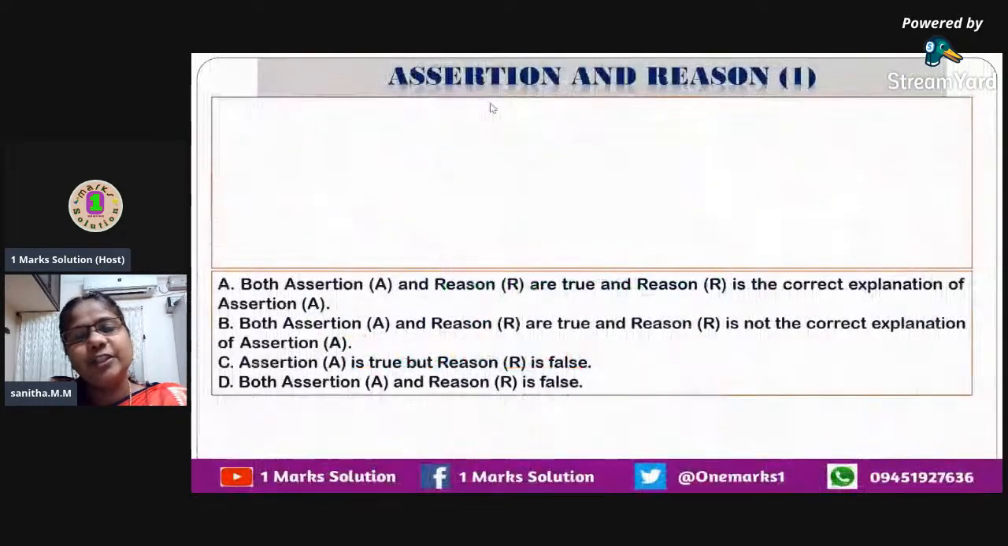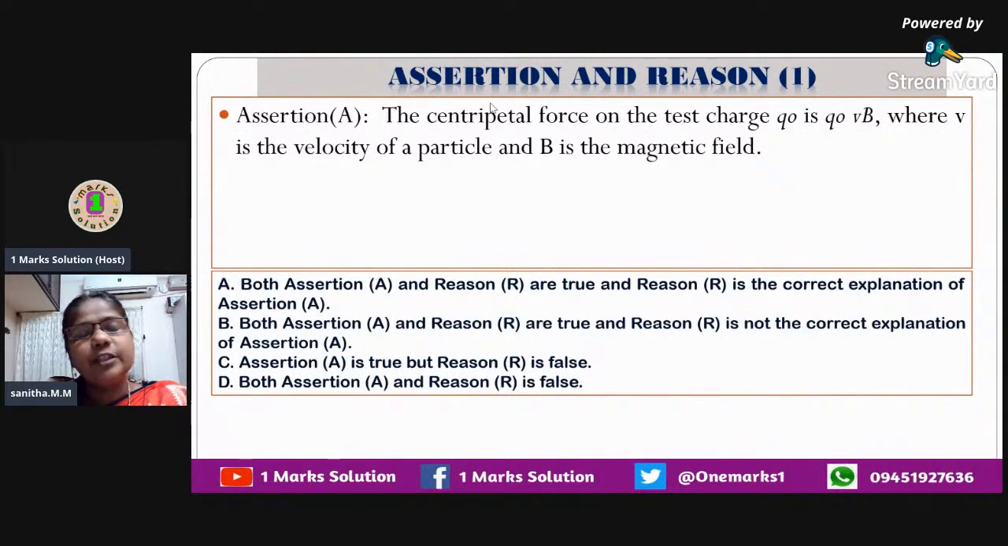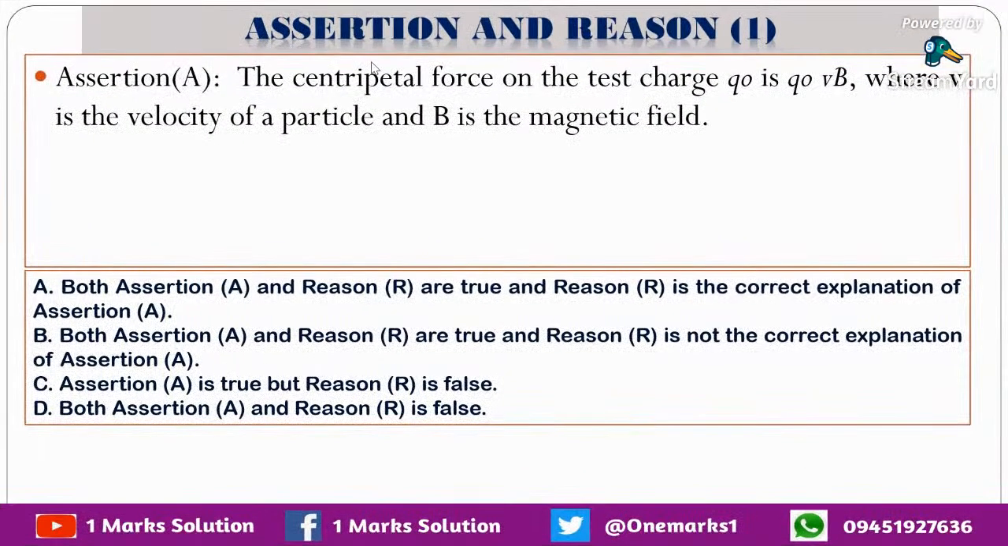So let us start, children, with the first assertion and reason. The first one, assertion: the centripetal force on the test charge Q0 is Q0 VB, where V is the velocity of a particle and B is the magnetic field. Of course, all of you know that, isn't it? When a charged particle is placed in a magnetic field, it will experience a force F equal to QVB sine theta. So, if the velocity and the magnetic field are perpendicular, we will get the maximum force QVB.